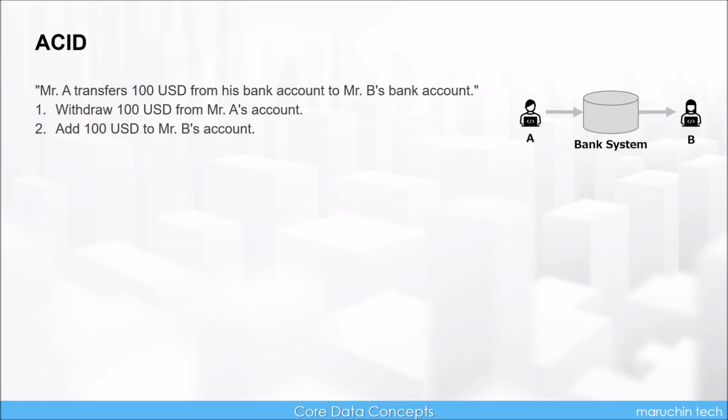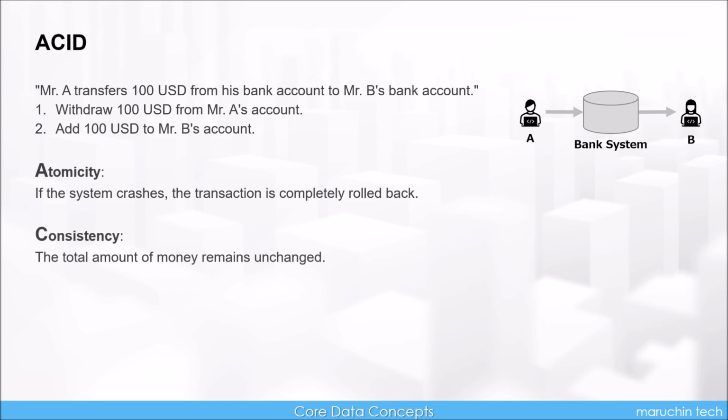Now I will use a specific example to illustrate what the ACID properties are. Let us consider the scenario in which $100 is withdrawn from Mr. A's bank account and added to Mr. B's account. Regarding atomicity, if the system crashes before the money is added to Mr. B's account, the transaction is completely rolled back, and the money is not withdrawn from Mr. A's account.